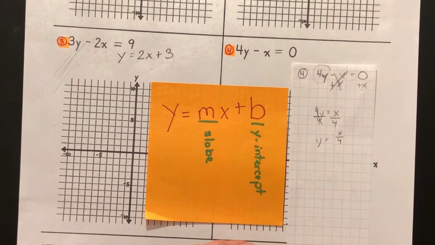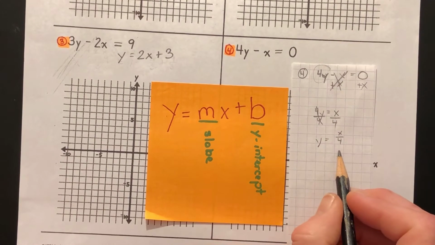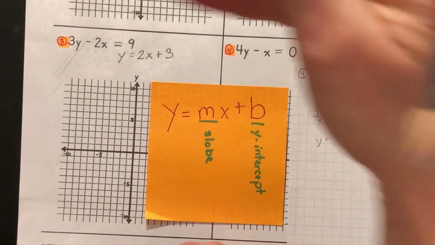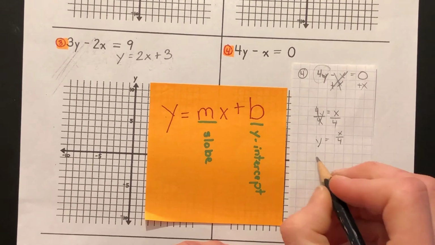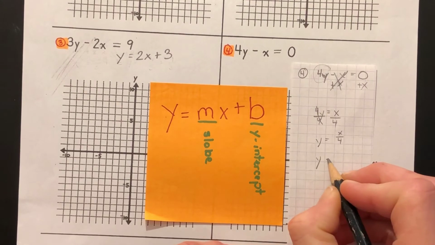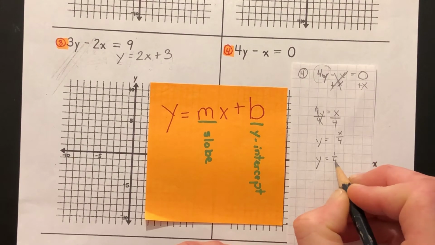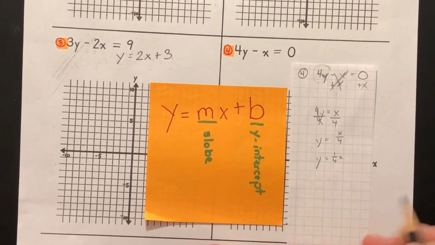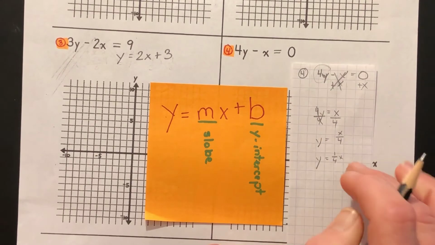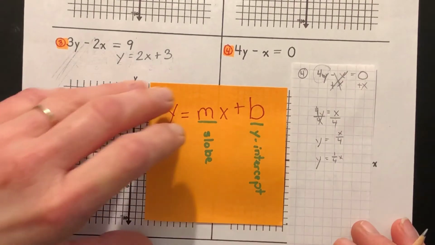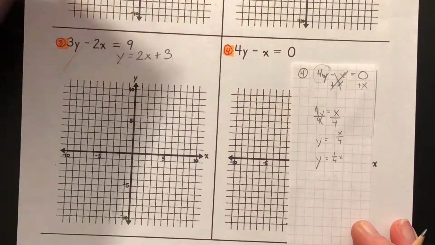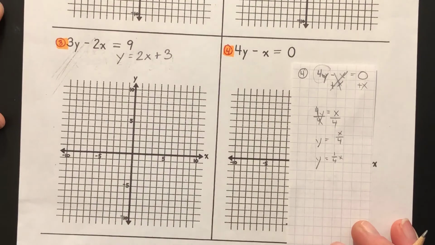But I want to pull that x out, because this technically is not how you write the slope. So I'm going to pull that x out here, and since 4 is on the bottom, I've got to have 1 on the top. y equals 1/4 x. No y-intercept. Or actually, there's a y-intercept. It's 0.